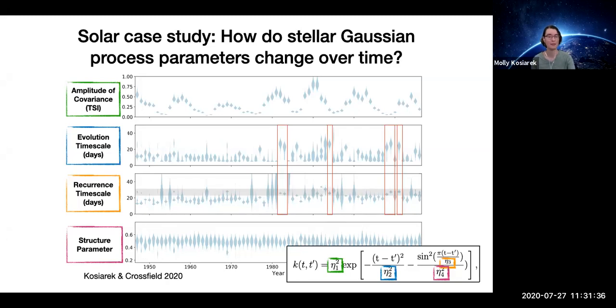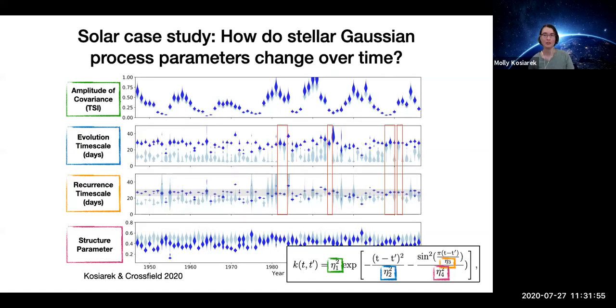So to test that hypothesis, I ran a case where the evolution timescale had a prior that it has to stay longer than the recurrence timescale. I'm not putting a prior on where either of those are, only the relative difference between them, that the evolution timescale has to be longer than the recurrence timescale. So that's shown here as the dark blue data. The amplitudes remained relatively unchanged. The evolution timescale increased substantially, and the recurrence timescale matched the solar rotation period for more than half of the years.